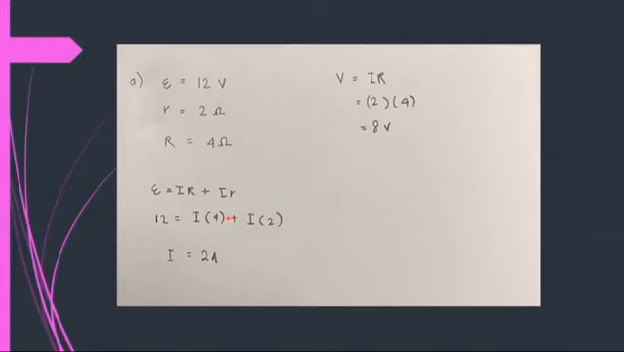Bila dah dapat I ni, kita terus masukkan dalam formula V equal to IR. So senang je lah, masukkan je dalam formula, I dah kita dah dapat 2 ampere. Masukkan 2. Resistor kita dapat 4 ohm, masukkan je. So 2 darab 4 jadi 8 volt.